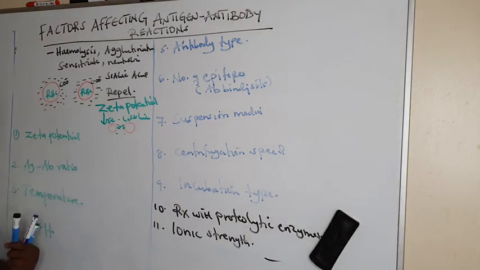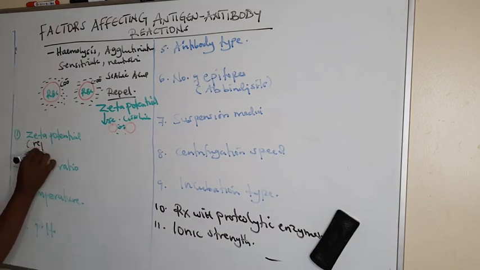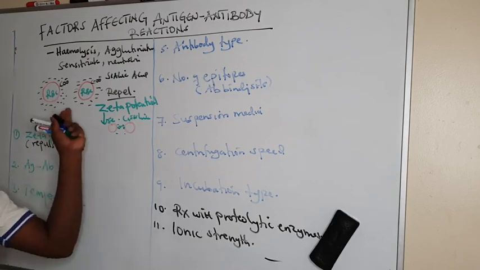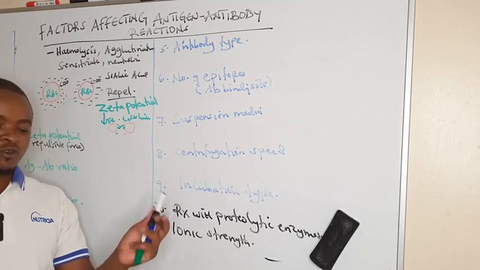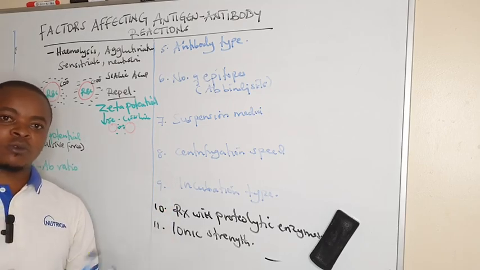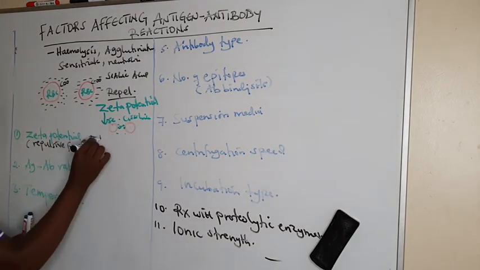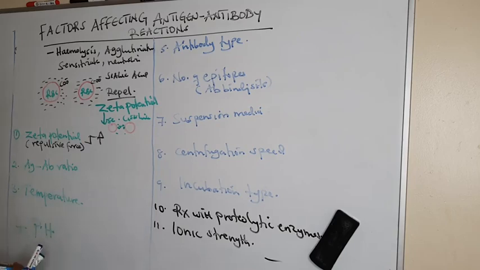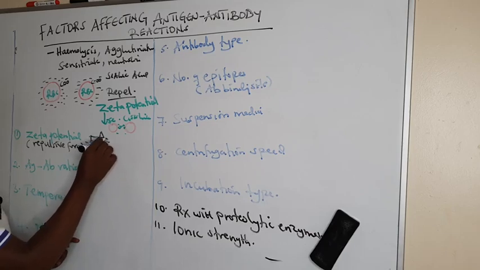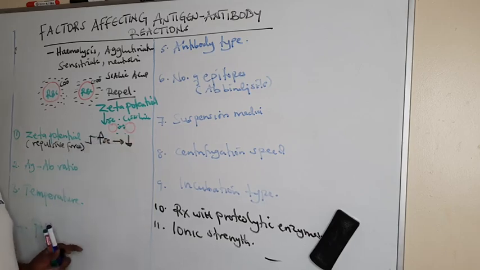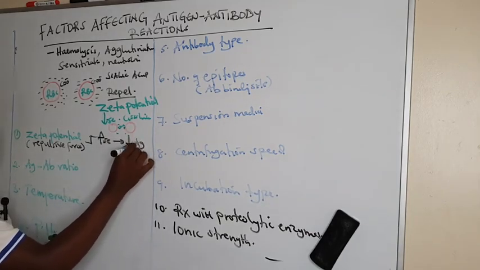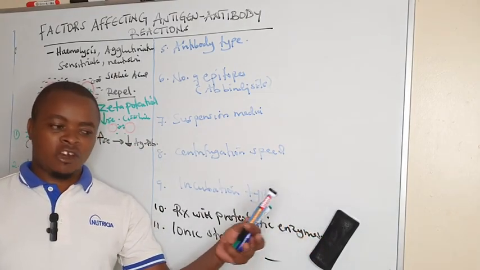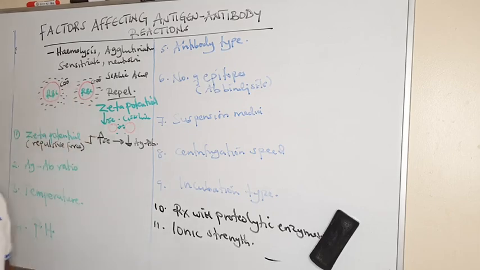So how does the repulsive force, zeta potential, which we are calling the repulsive electrostatic force, affect the reaction? This force is the negative charge around the red cells that prevents the cells from coming closer together into close proximity. So when the zeta potential is high, meaning the cells are repelling each other, they cannot come closer together. So an increase in the zeta potential decreases the rate of antigen-antibody reaction. So the rate of antigen-antibody reaction is zero. Why? Because the red cells are far away from each other. They cannot easily come close together to cross-link and form visible clumping.